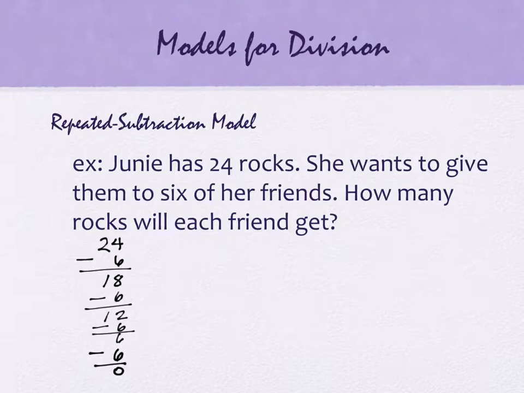Now, that's the process, but what's the answer? Because that's the whole point, right? Well, how many rocks did each friend get? Well, if you go back here and you count, there was 1 rock, 2 rocks that they got. Here's where they got rock number 3, and here's where they got rock number 4. The answer to the question is, how many times did I subtract 6? And the answer in this case is actually 4. It's 4 rocks. So it's kind of like the idea that if multiplication is repeated addition, then division is repeated subtraction.